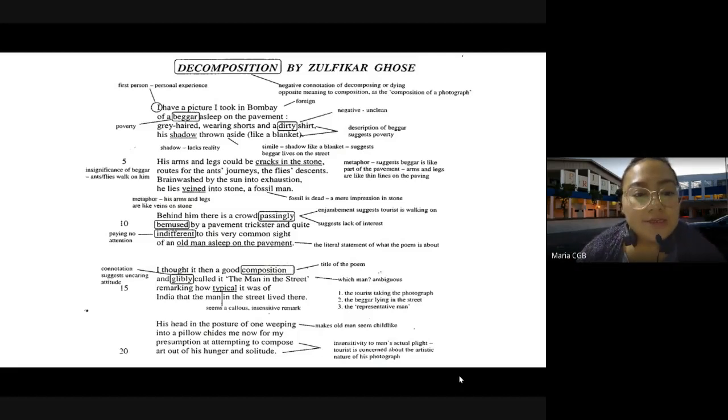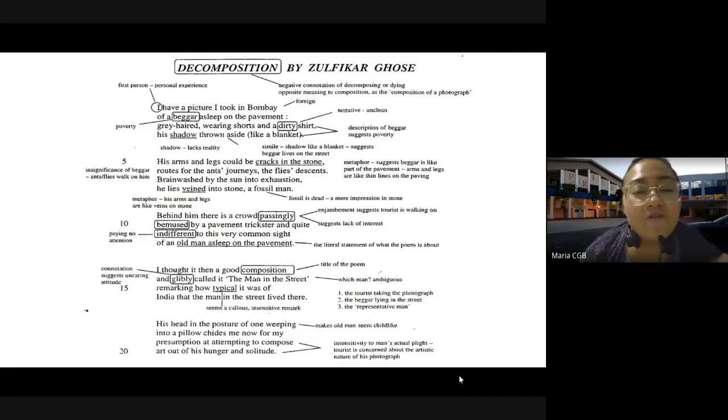Let's go to the second stanza. His arms and legs could be cracks in the stone. Now this is a metaphor and it suggests the beggar is like part of the pavement. The fact that his arms and legs are like thin lines on the pavement. And again, this shows on the whole idea how insignificant the beggar is.